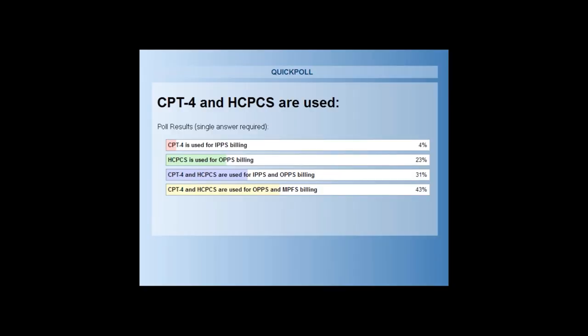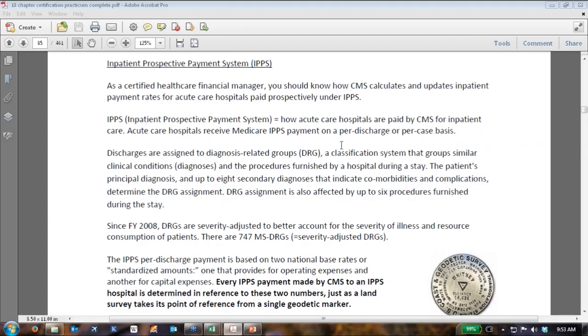There are the results. And the right answer is D, and that is the answer that got the most answers. Okay, so just as a matter of definitions, IPPS stands for Inpatient Prospective Payment System. That's how acute care hospitals are paid for inpatient care. OPPS is the Outpatient Prospective Payment System for outpatients, and the MPFS stands for the Medicare Physician Fee Schedule.